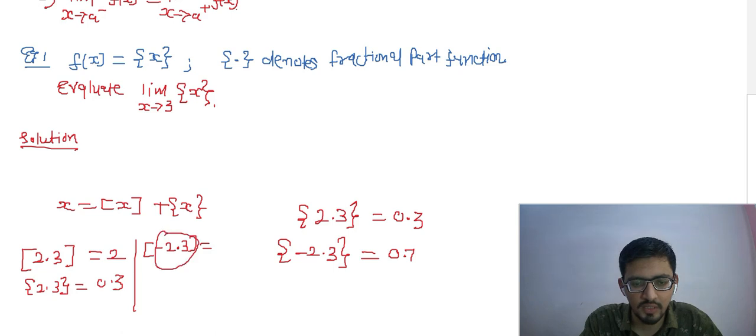What is x? Whatever is written inside is called x here. So what is the greatest integer function of this? I will get -3. Here x is -2.3, and the greatest integer function gives -3. On the other side, +3. So 3 minus 2.3 is 0.7.